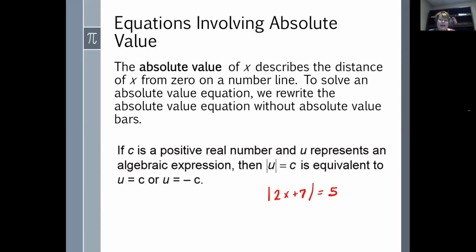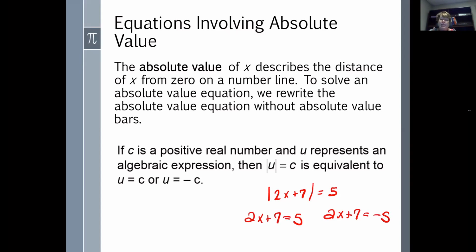So to solve an absolute value equation, you take the algebraic expression that's inside the absolute value bars. You set it equal to the positive constant, you set it equal to the negative constant, and then you solve it. So you take the 2x plus 7, you set it equal to 5, you take the 2x plus 7, and you set it equal to negative 5. Any other way you try to solve this is incorrect.